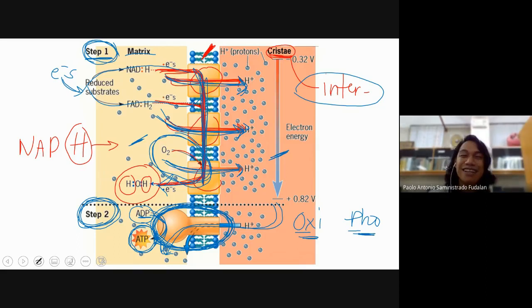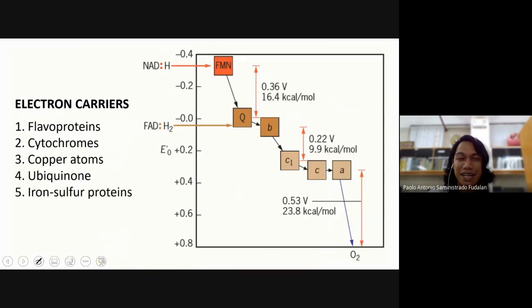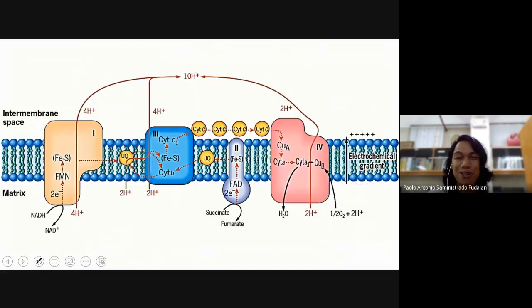We will not discuss anymore in detail these other ones. So this one shows the electron transport chain. I discussed this in the recorded video, and you may also read about it from the book. Because of time constraints, although I want to talk about this some more.